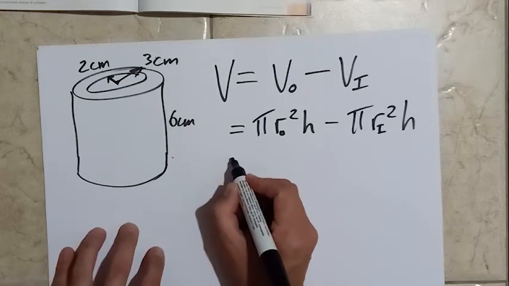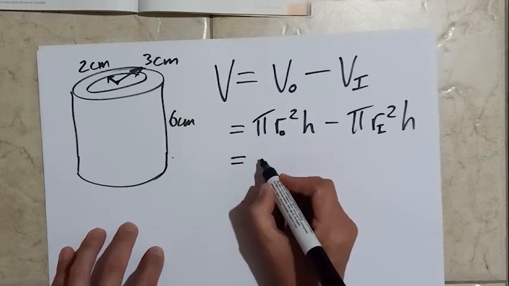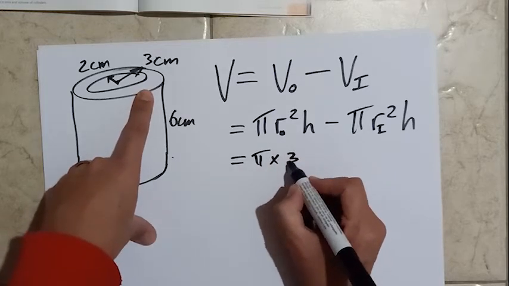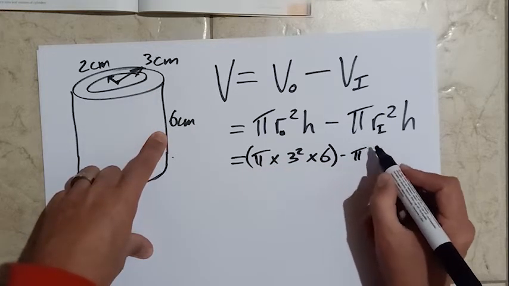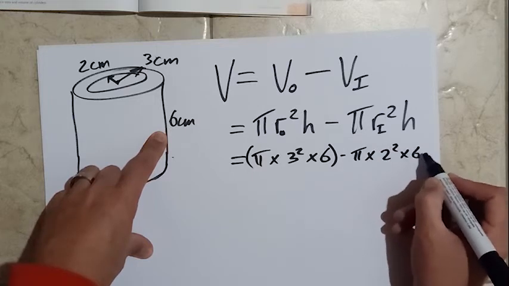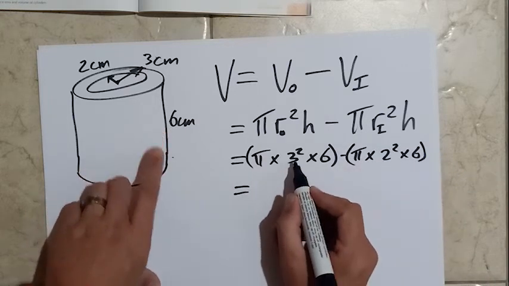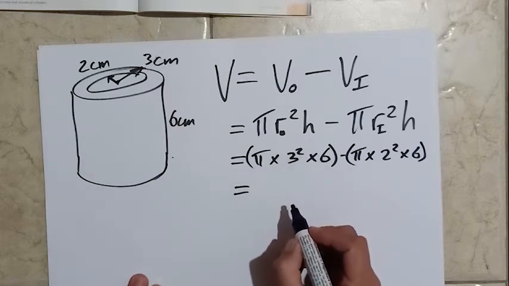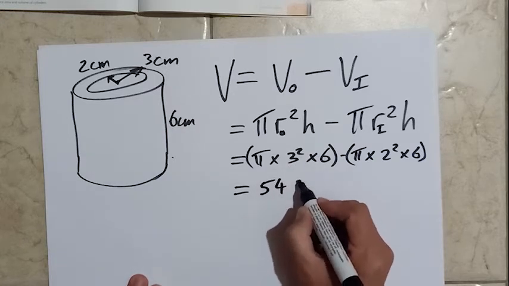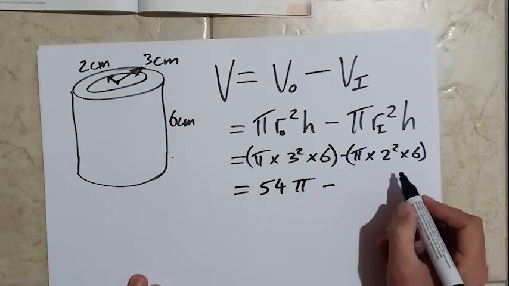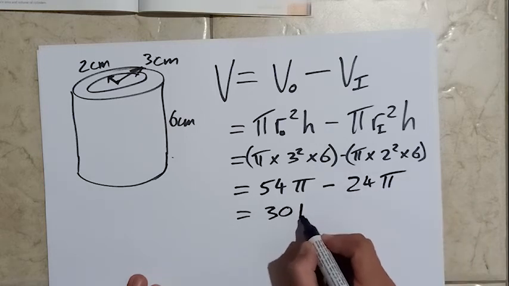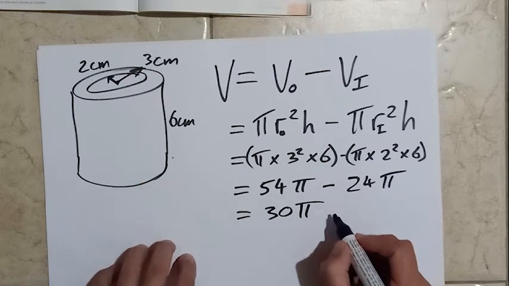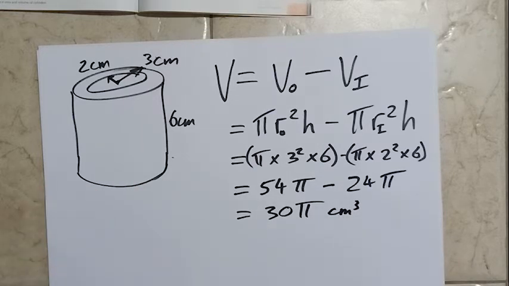I can put those numbers straight in. Equals pi times 3 squared times 6 minus pi times 2 squared times 6 equals 3 times 3 is 9. 6 times 9 is 54. 54 pi minus 2 times 2 is 4 times 6, 24 pi equals 30 pi centimeters cubed. And yes, you can work that out to 3 significant figures if you have a calculator.